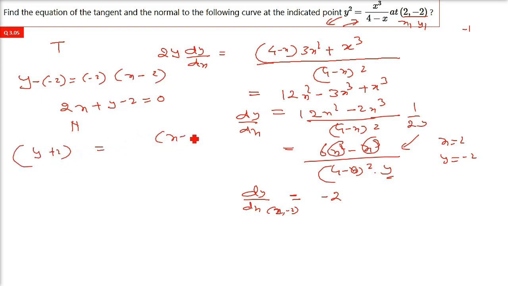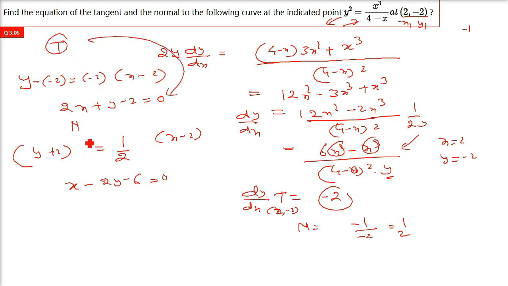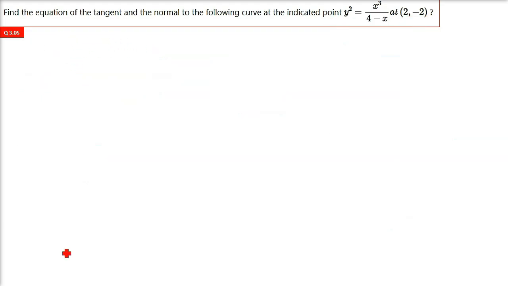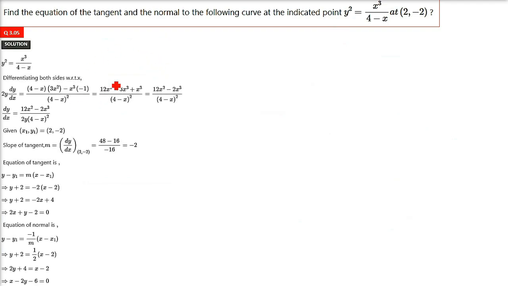Again, y plus 2 equals (x minus 2) into m. Slope of the tangent was negative 2. What is the normal slope? Negative 1 divided by this negative 2. So you get 1 by 2. Again multiply both sides by 2. x minus 2y minus 6 equals 0. These are the two equations, tangent and normal. This is the tangent equation, this is the normal equation. So this is how you are going to write it. If you have to solve it anywhere, then this is the way.